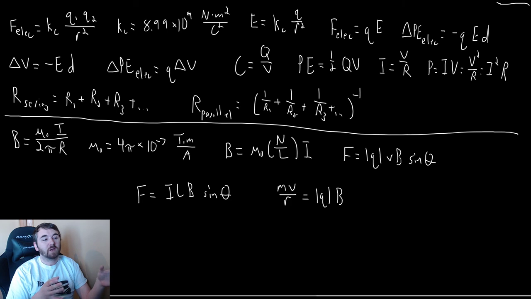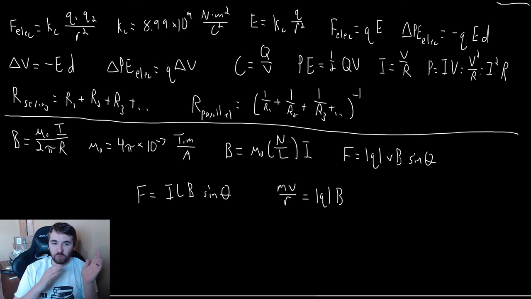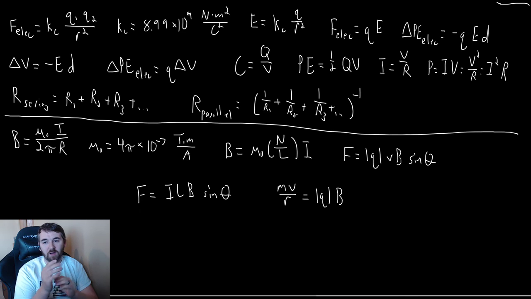Magnetic force on a current carrying wire is equal to current times the length of the wire times the magnetic field strength, and again, times that sine theta. And this part was just for honors. Since the force on a moving charge does cause circular motion, we can tie together the centripetal force and the magnetic force equations into mass times velocity over the radius of that curved path is equal to the absolute value of the charge times the magnetic field strength.